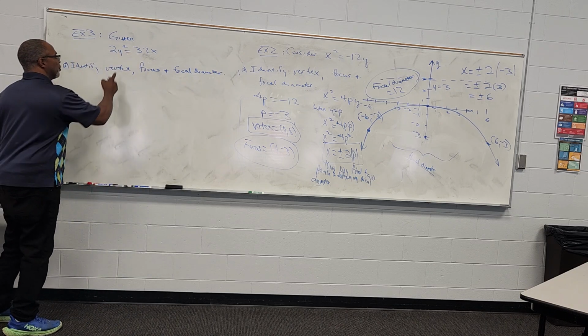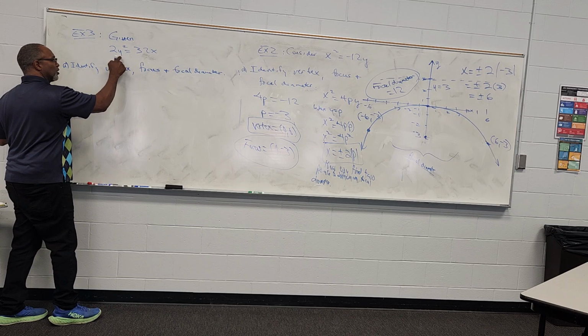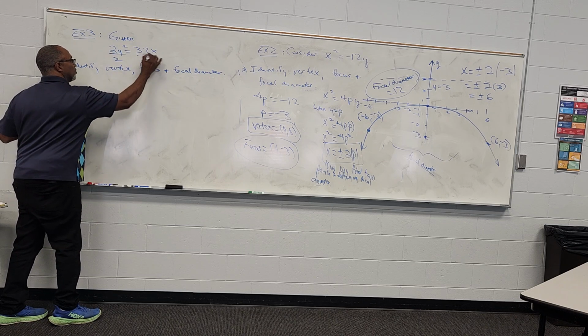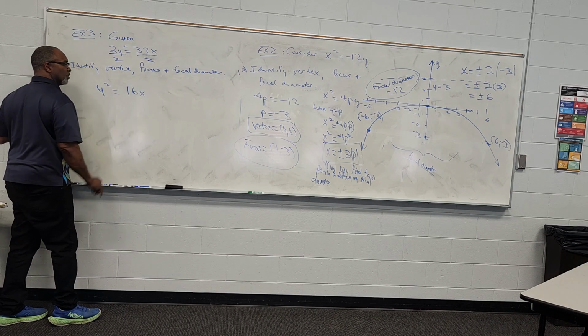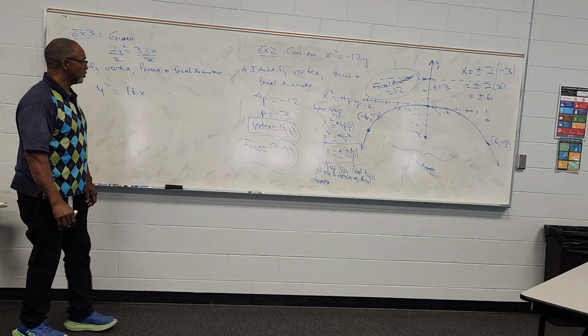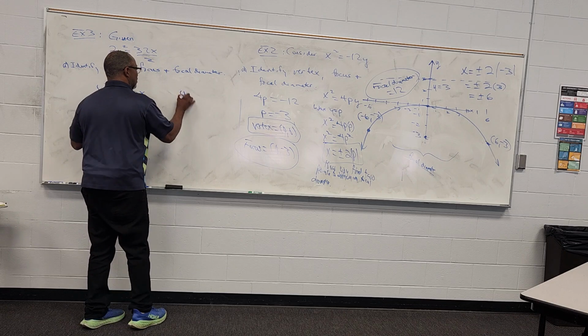Well, the first thing to do is put it in standard form. I don't want 2y squared, I want just y squared. So divide both sides by 2. So y squared equals 16x. Now I'm going to compare that to my standard form.